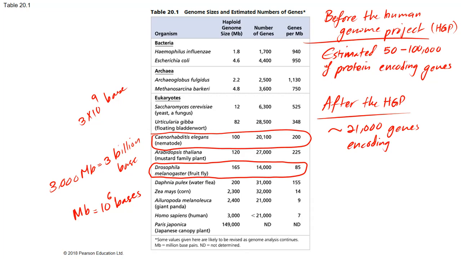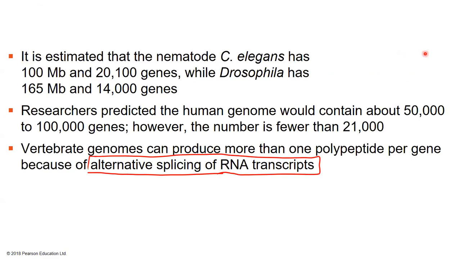So how can this lower number of genes encode this large number of polypeptides? Again, because of alternative splicing.